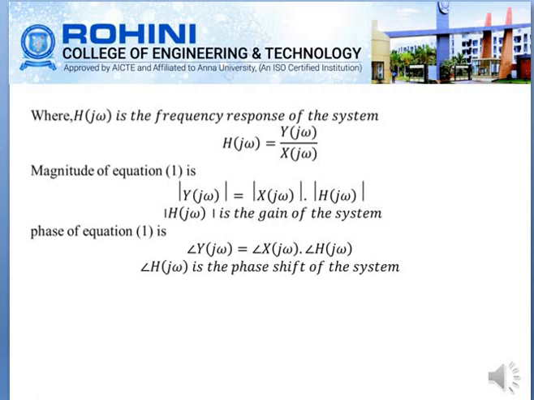The magnitude of equation 1 is: magnitude of Y(j omega) equals magnitude of X(j omega) times magnitude of H(j omega). The magnitude of H(j omega) is the gain of the system. The phase equation is given as the phase angle of Y(j omega) equals the phase angle of X(j omega) plus the phase angle of H(j omega). Here the phase angle of H(j omega) is the phase shift of the system.